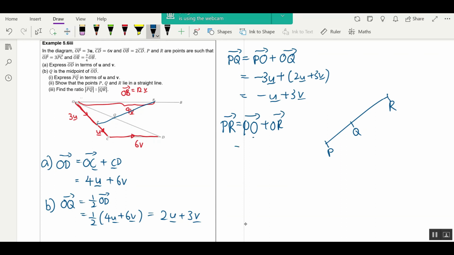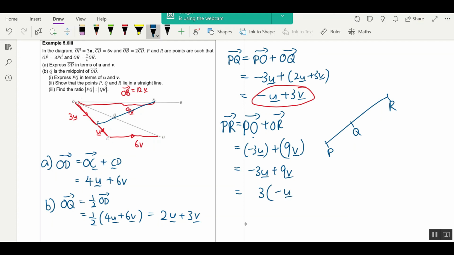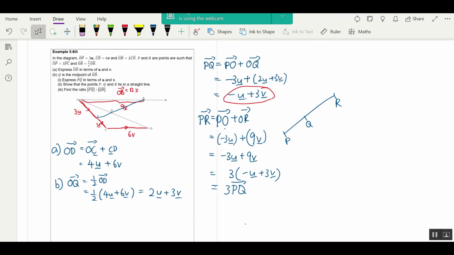Do you have PO? Yes. PO is negative 3U. Do you have OR? I do, because they say that OR is equal to 3/4 of OB, which I already have, that is equal to 9V. And this is equal to minus 3U plus 9V. We always try to make the bigger one a factor of the smaller one. So I look at PQ. PQ starts with a negative U. I factorize out a negative 3, sorry, I should factorize out a 3. I still have negative U plus 3V inside. And what is this equal to? Again, it is 3 times PQ. Most of the time, the examples given are 3 times. So PR is equal to 3 times PQ.